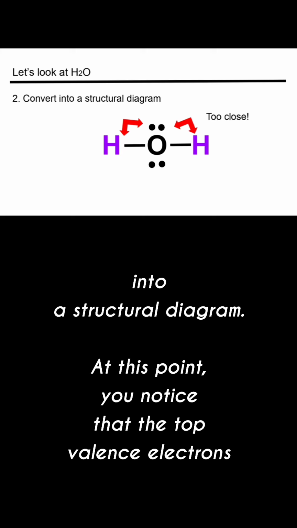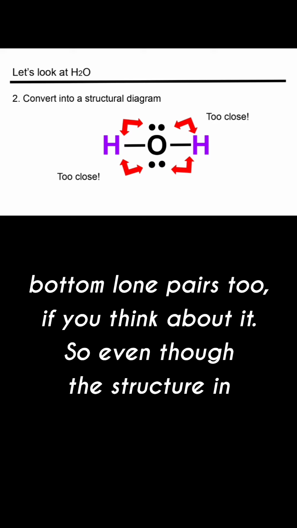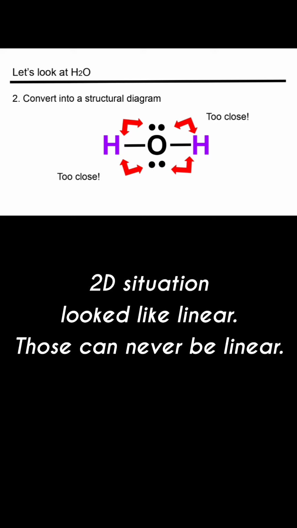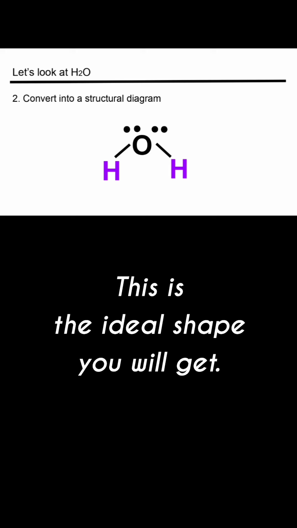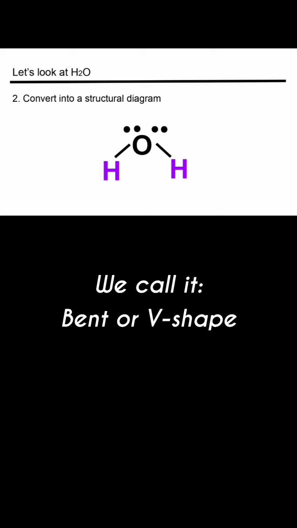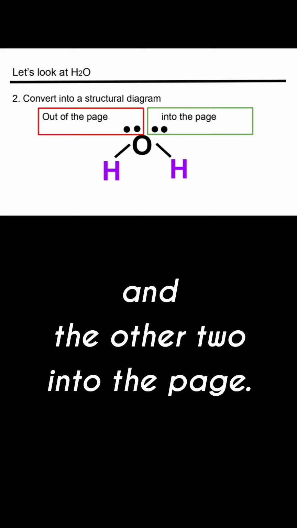At this point, you notice that the top valence electrons are too close to the neighboring atoms. Same goes for the bottom lone pairs too, if you think about it. So even though the structure in two-dimensional situation looked linear, those can never be linear. If you distance them far enough from each other, this is the ideal shape you will get. We call it bent or V-shaped. Notice that the two valence electrons are out of the page and the other two into the page.